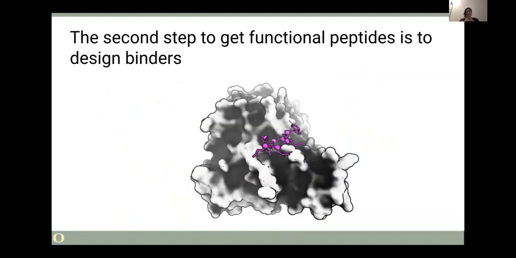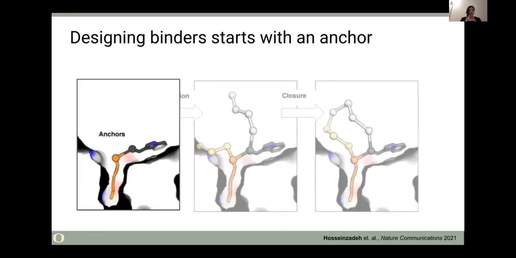The next step is to actually generate a peptide binder. One of the big questions that we try to answer is: where do we start? How do we make sure that the peptide we design binds to the surface that we're interested in? Because that's one of the problems you see in library-based screening methods. After checking multiple different approaches, what we came up with is this anchor-based approach.